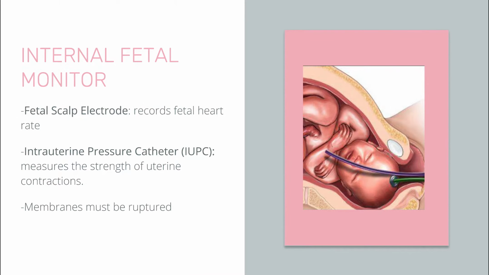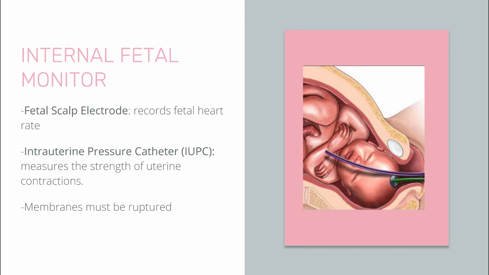All right, so internal fetal monitor. The fetal scalp electrode records the fetal heart rate, and then the intrauterine pressure catheter, or IUPC, measures the strength of uterine contractions. So this is similar to the last device, except for this one is internal, and your membranes must be ruptured for them to use this. If additional information is needed about your infant's heart rate, an internal fetal monitor can be used.